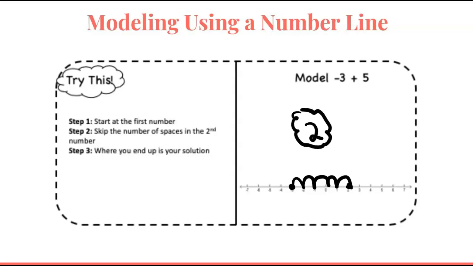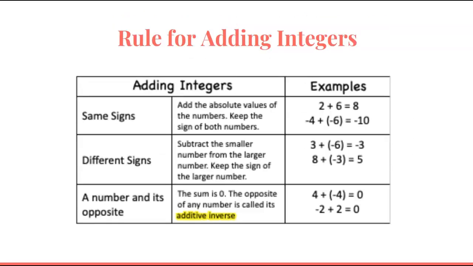Okay, now that we've shown it using counters, shown it using a number line, we're going to talk about the rules for doing this. Because there's a rule that we can follow so that we don't have to always use a counter, or we don't have to always use a number line to add two numbers with different signs. So here we have our chart.